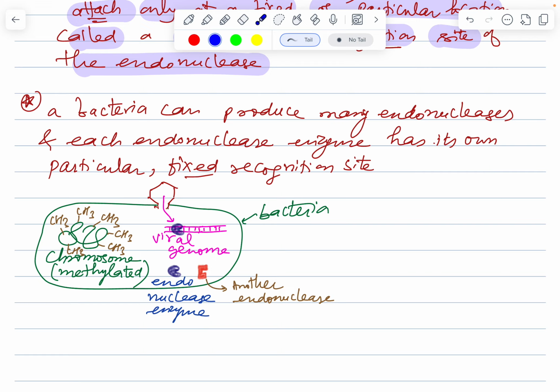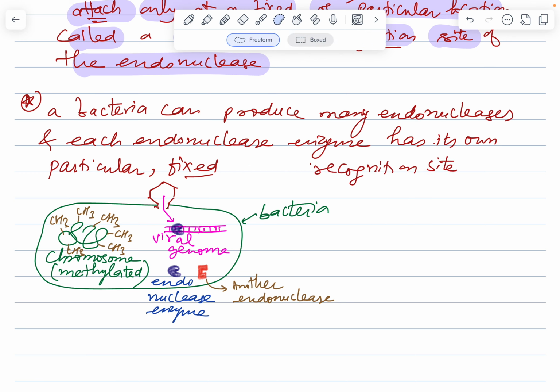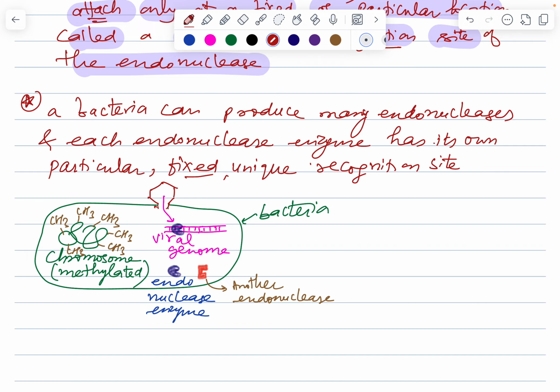And why is there no competition between the endonucleases ever? Because each single endonuclease that is produced by the bacteria has got its own single, particular, fixed, or we can say unique recognition site, which is completely different from the recognition sites of other endonucleases. That's a keyword over here. A bacteria can produce many endonucleases. Now the point is, if all the endonucleases want to attach to the viral genome on the same place, there's no point. They'll be just competing with each other only. So rather than doing that, the bacteria produces many types of enzymes. One enzyme attaches over here, cuts it.